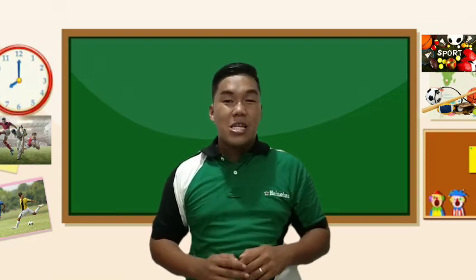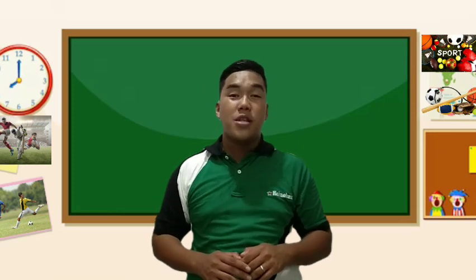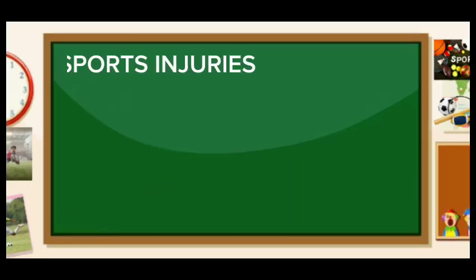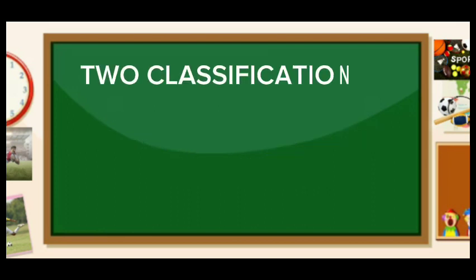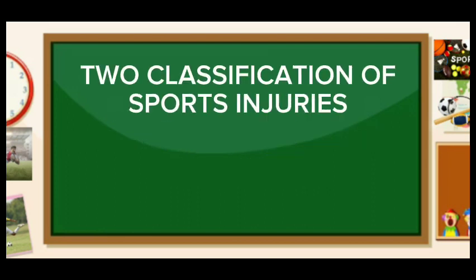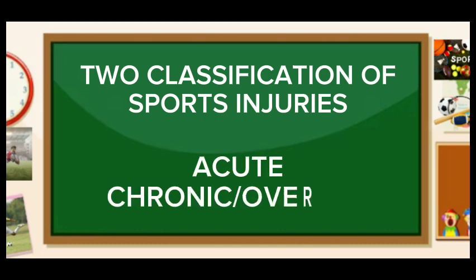Very good. Our lesson for today is all about sports injuries. Sports injuries refers to the kind of injuries that most commonly occur during sports or exercises. There are 2 classifications of sports injuries. We have acute and chronic injuries.